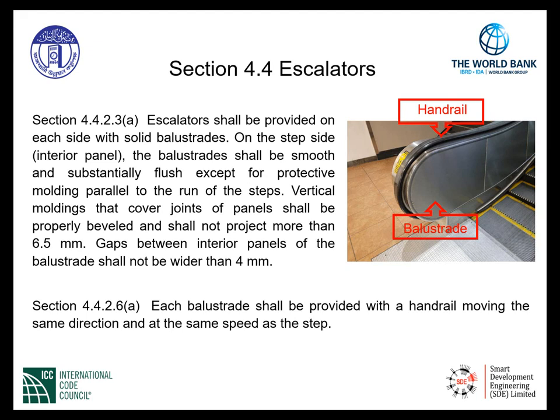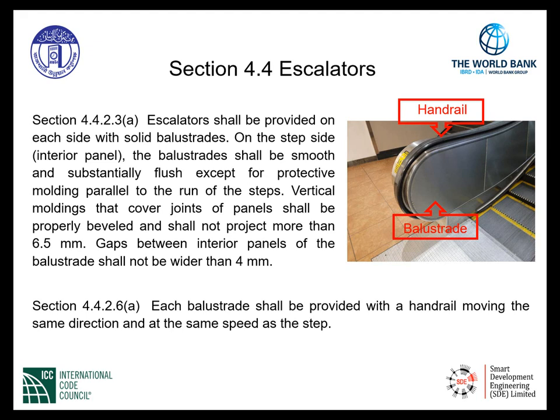4.4.2.3a, escalators shall be provided on each side with solid balustrades. On the step side, the interior panel, the balustrade shall be smooth and substantially flush, except for protective molding parallel to the run of the steps. Vertical moldings that cover joints of panels shall be properly beveled and shall not project more than 6.5 millimeters. Gaps between interior panels of the balustrade shall not be wider than 4 millimeters.